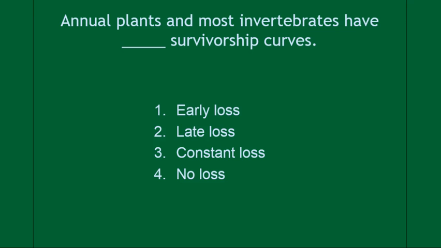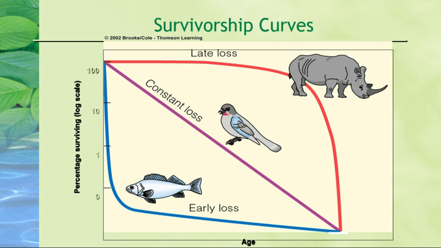Okay? Annual plants and most invertebrates have what kind of survivorship curve? Well, bugs, for instance, are invertebrates. They are early loss. Okay? Early loss. So your fish, amphibians, reptiles, lots of plants tend to be this type 3, early loss. Constant loss, birds, right? Rodents, yeah, those are typically in the constant loss phase. And then late loss are going to be your larger birds and a lot of your mammals, larger mammals.